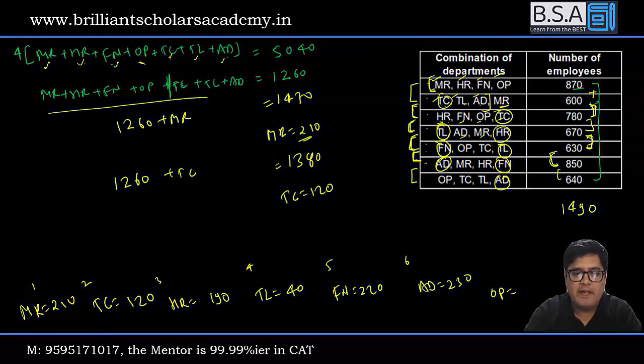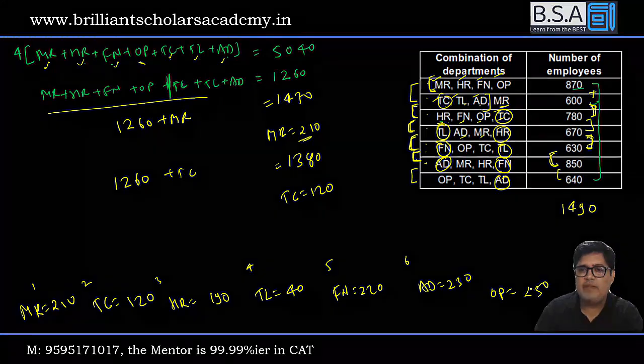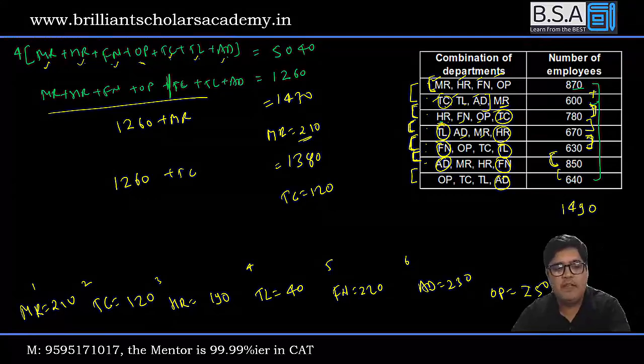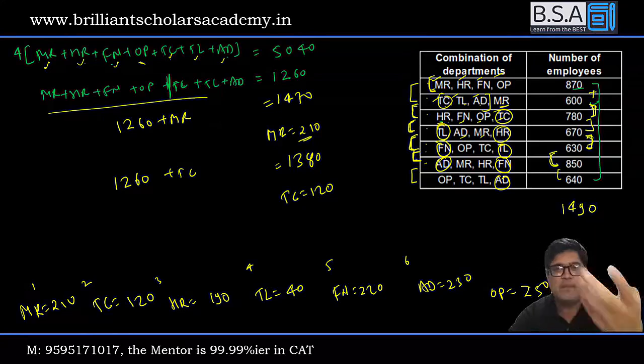1260 minus 210 minus 120 minus 190 minus 40 minus 220 minus 230. So you have 250. Just confirm my calculation. Is OP 250 for you guys? Is OP 250? Absolutely. OP is first and last, in the third. First and last you can work with. Yes, first and last you add and subtract 1260.